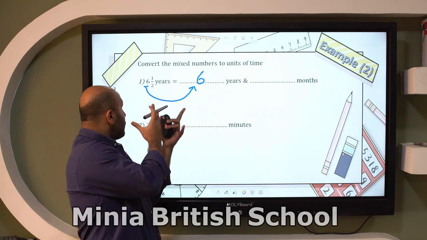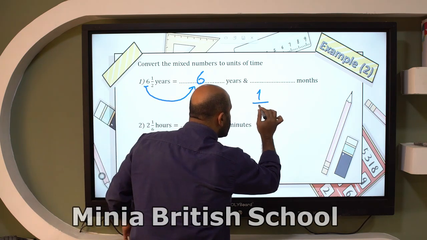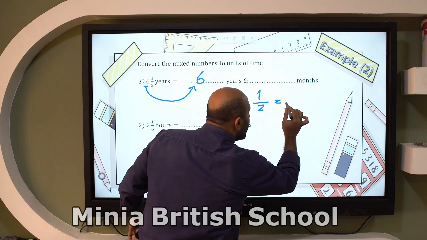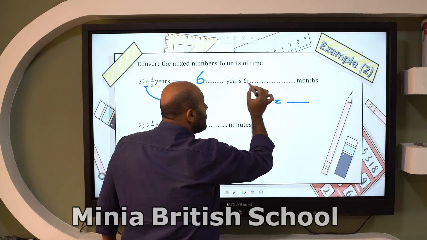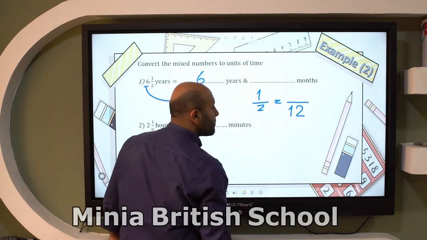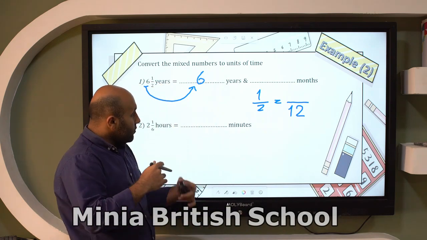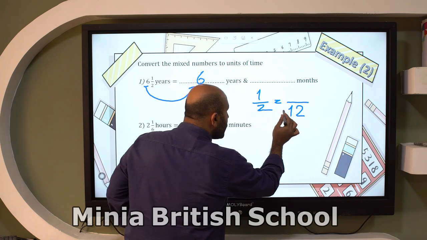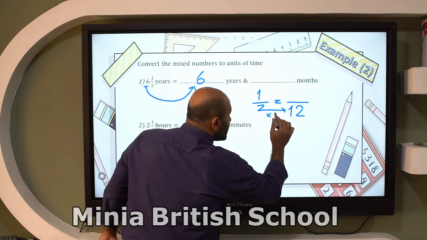I will get the equivalent of one half. I have a half, equal, and I want to get its equivalent. We all know that the year consists of 12 months. And then again, ask yourself, 2 times what gives me 12? You all got it? Times 6.